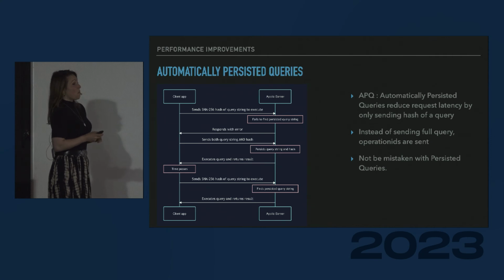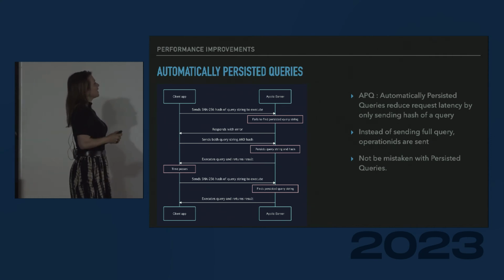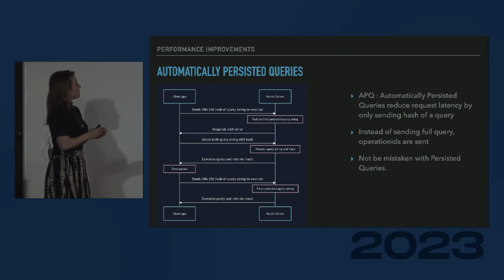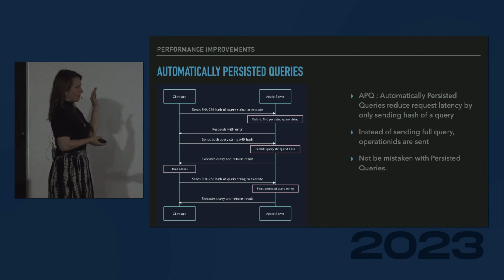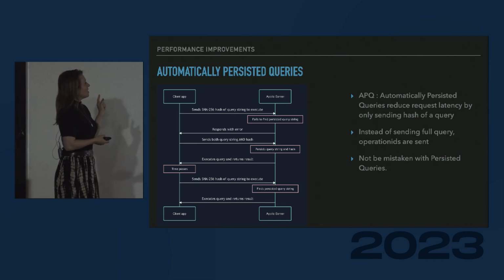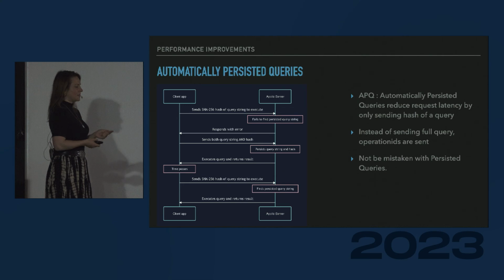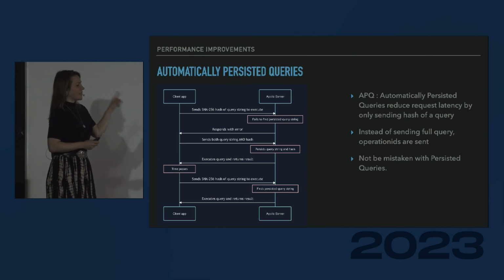Now something even more nerdy, automatically persisted queries. When you're sending queries over, you're usually sending that entire string over. But automatically persisted queries will reduce the request latency by only sending a hash of that query. For example, I ported over the display page into GraphQL, and that was like 3,000 characters. If you hash that, that's like 64. So what it does is basically send just the hash to the server.